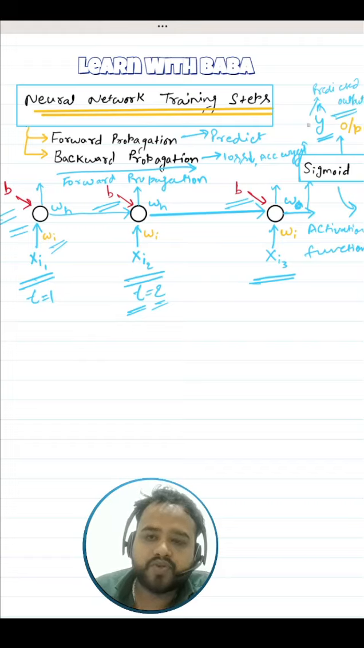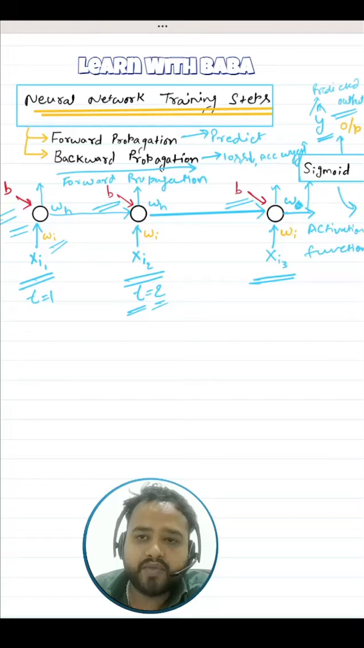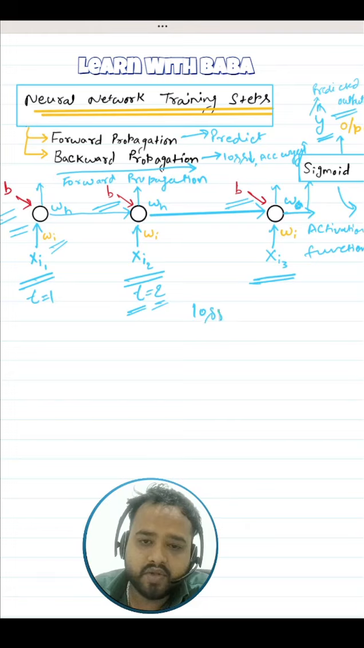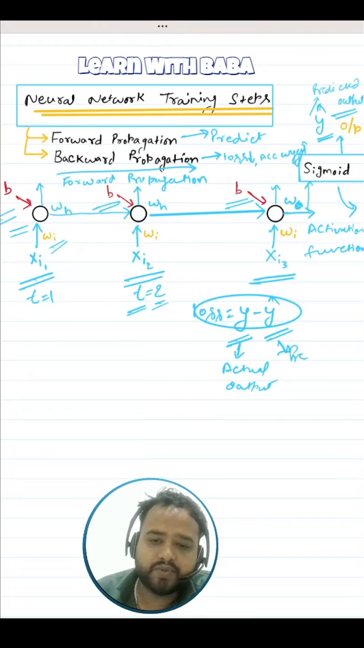This is not our actual output, so there will be some loss added to this predicted output, and that loss will be calculated as loss is equal to y minus y cap. So this y is our actual output, and this y cap is our predicted output, as I told.